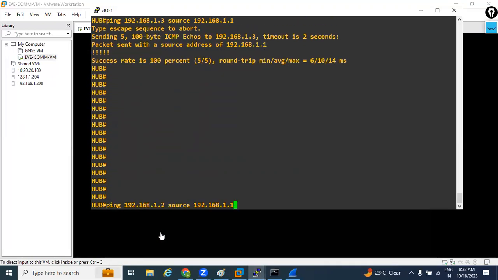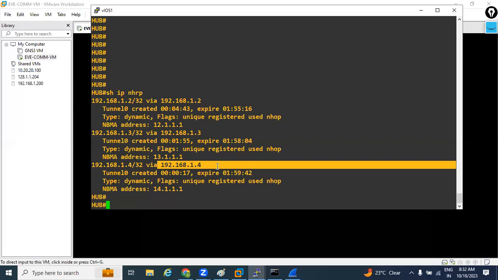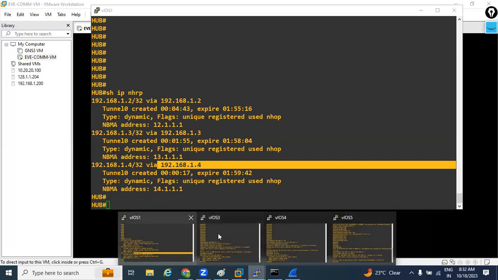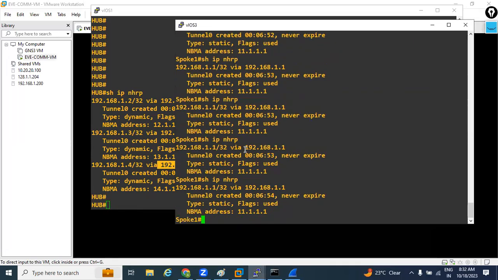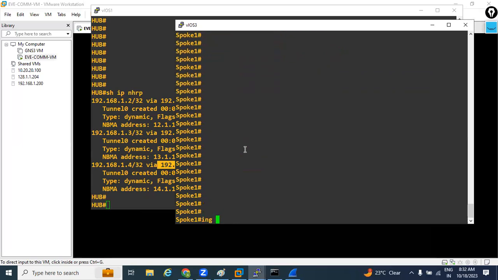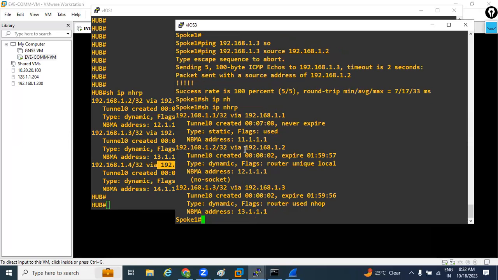Now in the hub, show IP NHRP. How many entries are there? Spoke 1, spoke 2, spoke 3. Clear or not? Now from spoke 1, how many entries do we have here? 1 only. Now try to ping 192.160.1.3 as a source. Able to ping. Show IP NHRP.